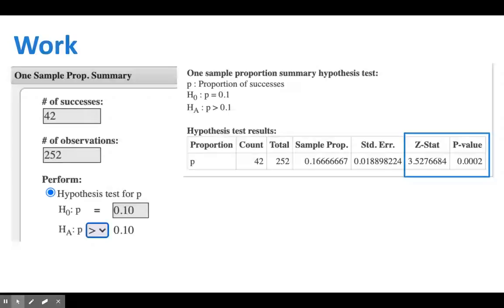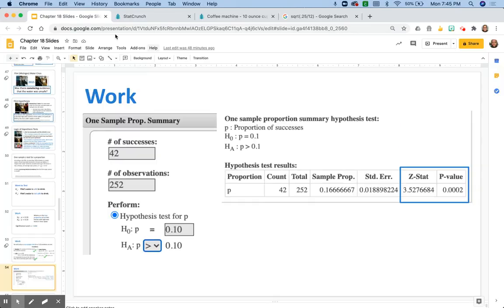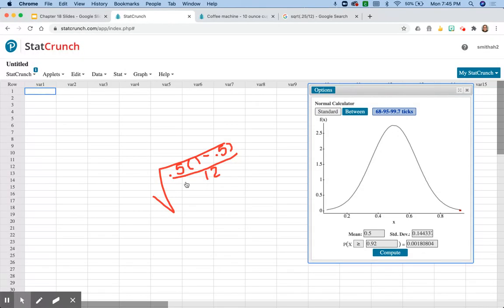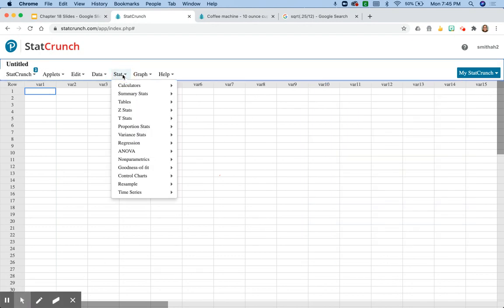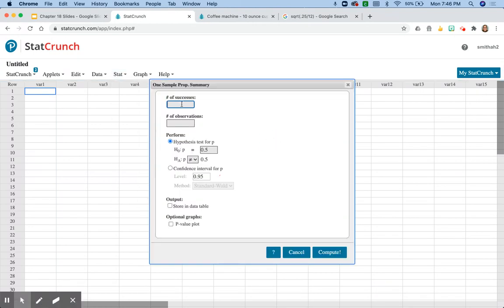I'm going to show you this in StatCrunch. So in StatCrunch, let me just get rid of my work from earlier. What you're going to do is, remember, it's the same steps as a confidence interval. I'm going to go to Stat, then Proportion Stats, One Sample, With Summary, and it was 42 homes out of 252.